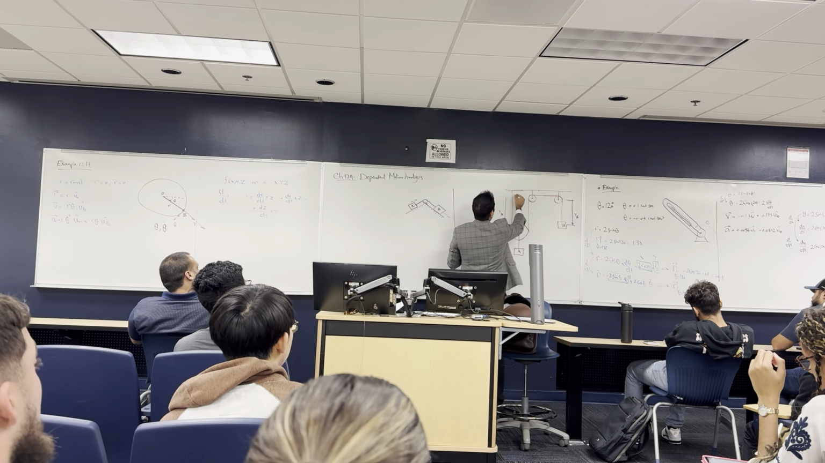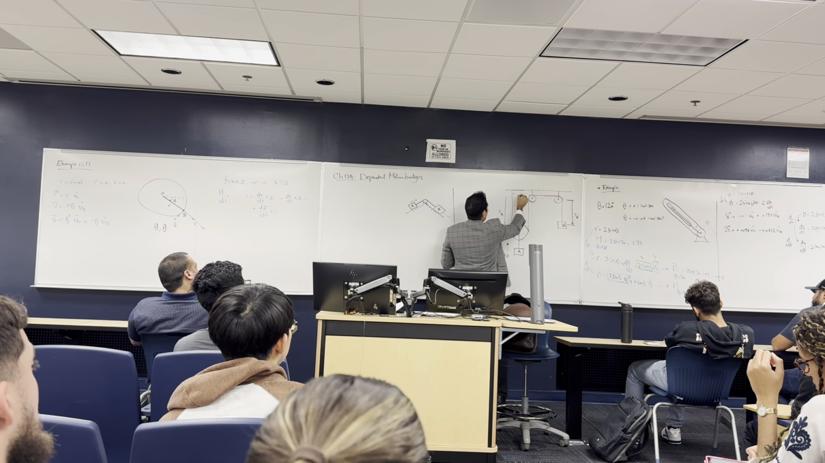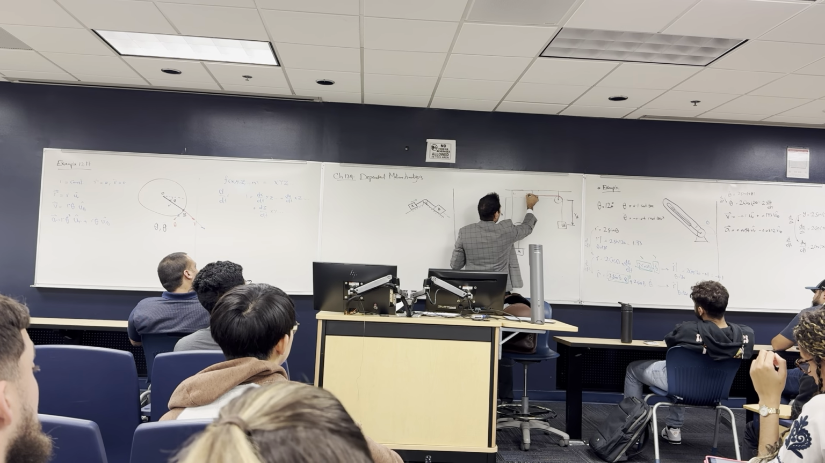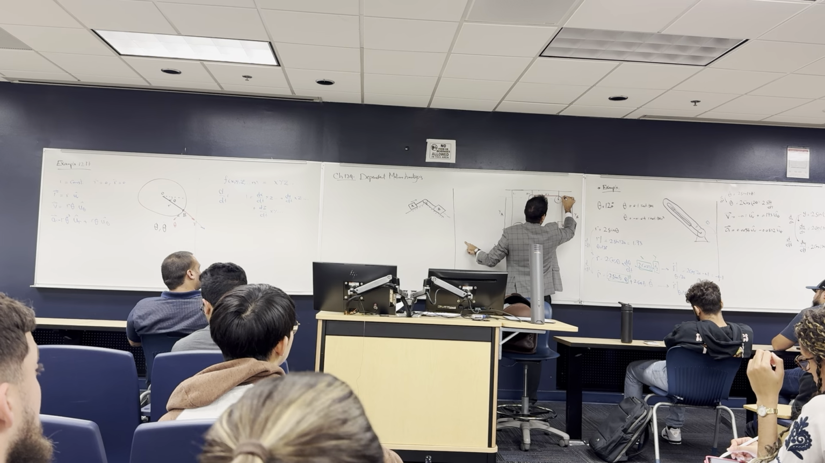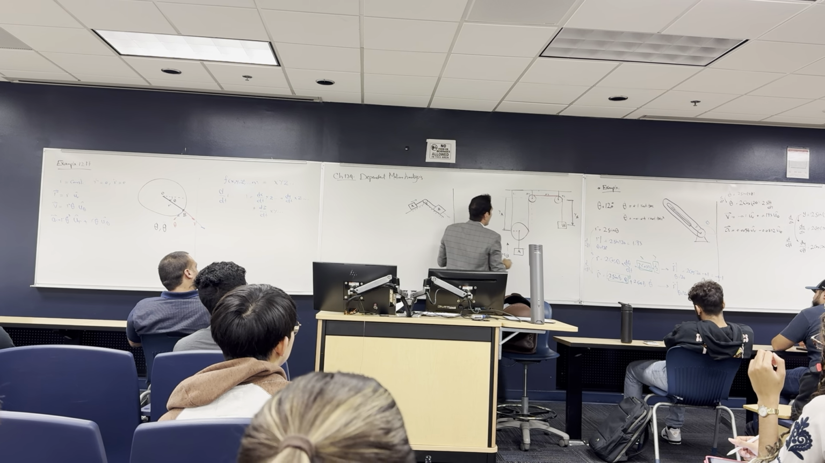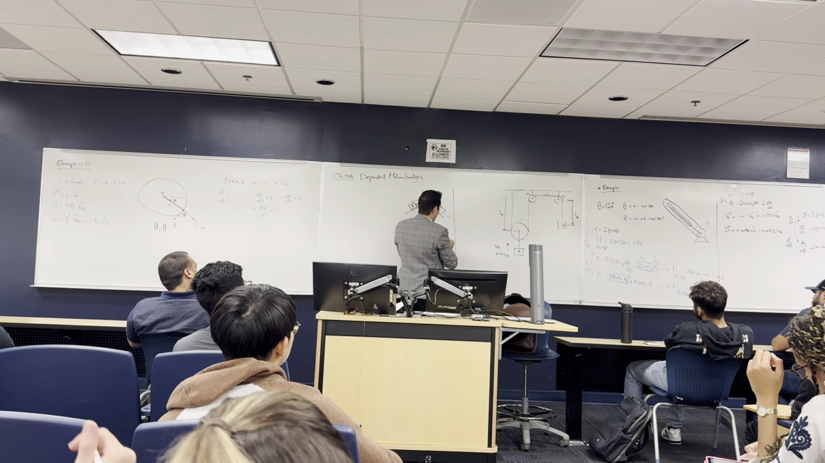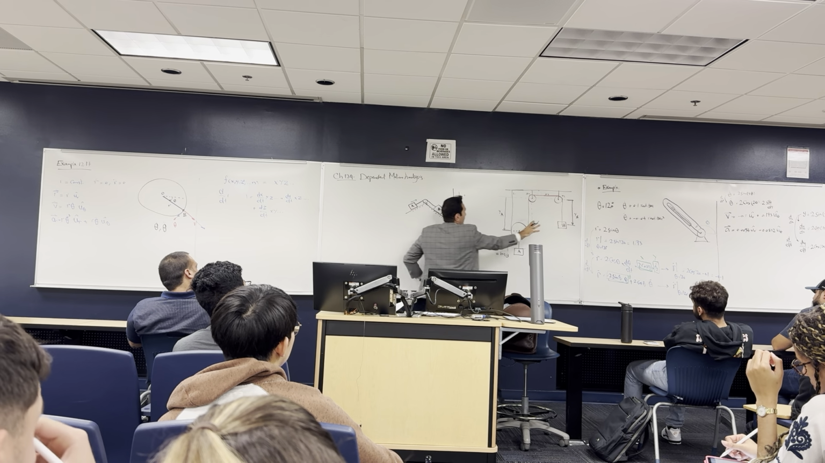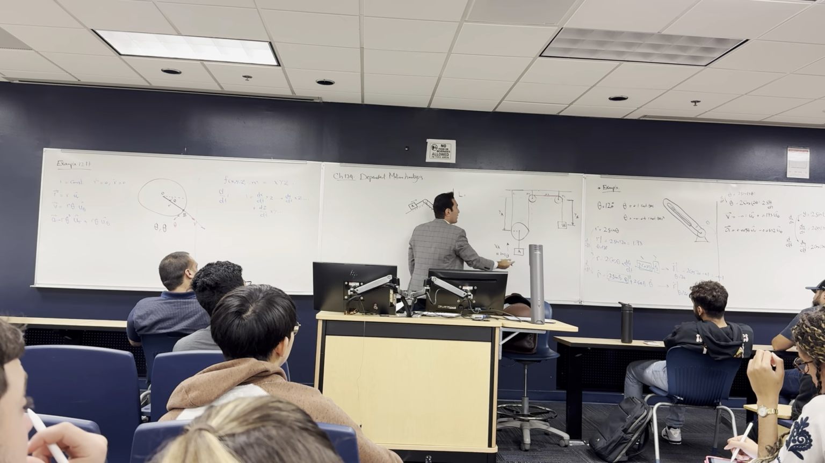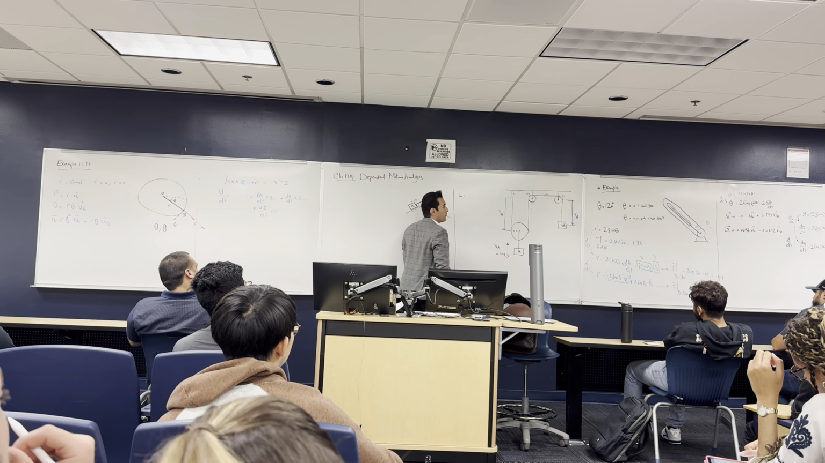Assuming that, for example, this piece has a length x1, this piece has a length x2, this piece has a length x3, and this piece has a length of x4. Okay? So the length of the cord is going to be equal to, let's just start from here. You guys tell me, what is the length of the red cord?